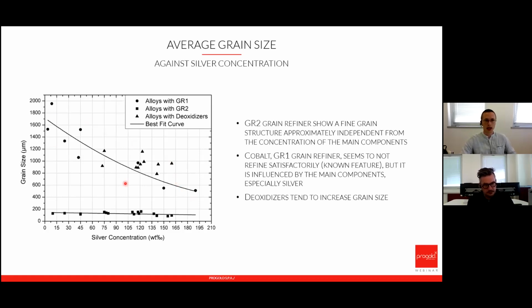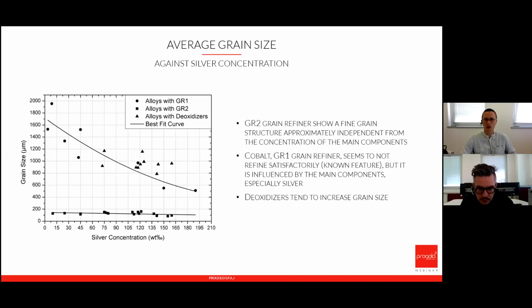Here we collect the data from the liquid state, or better, we are looking at the grain size after solidification of the alloy. And cobalt is not efficient in this. Increasing the silver concentration helps, because the grain size is decreasing also for grain refiner 1, but it's not so efficient as grain refiner number 2.